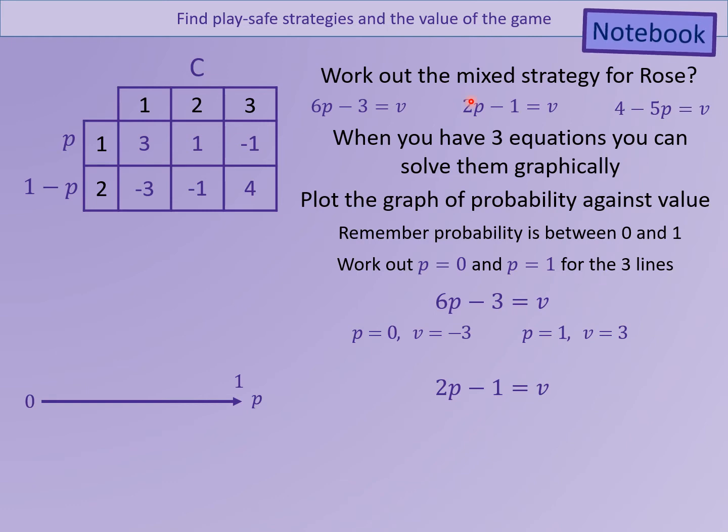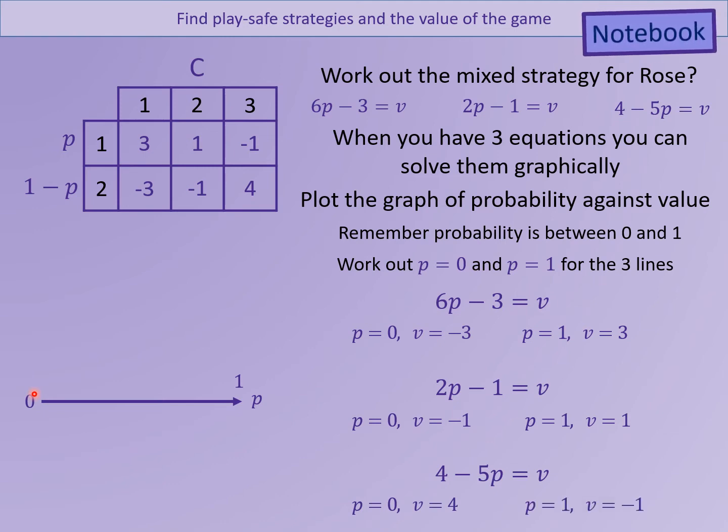We'll also just do the same for the other 2 lines while we're calculating. So for the second line, when P is equal to 0, V is equal to minus 1. And when P is equal to 1, V is equal to 1. And for the third line here, when P is equal to 0, we get V equals 4. And when P is equal to 1, V is equal to negative 1. So those 6 points are going to be plotted to give us these 3 lines as straight lines.